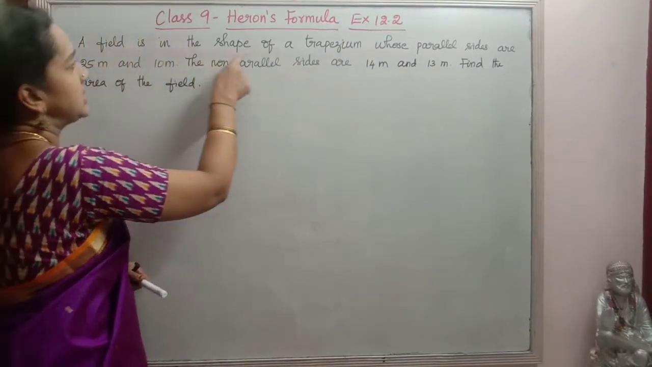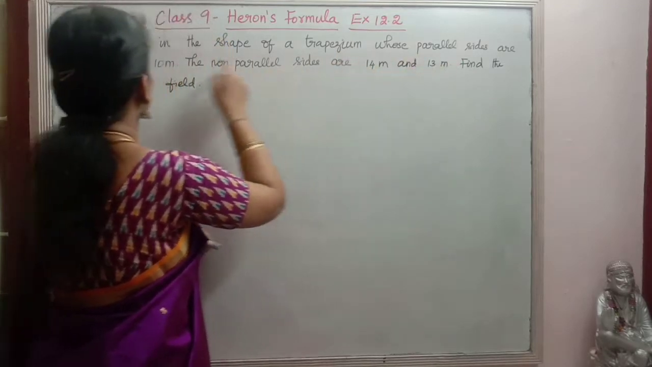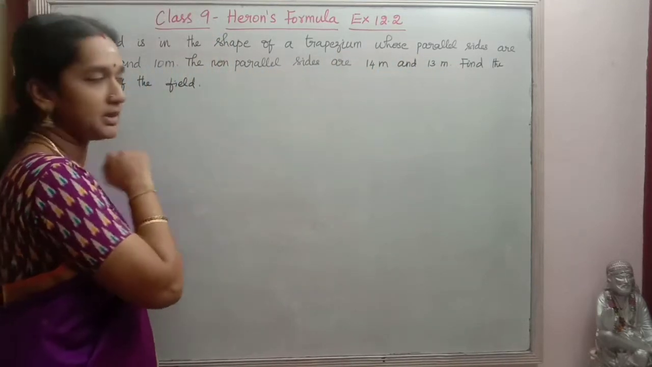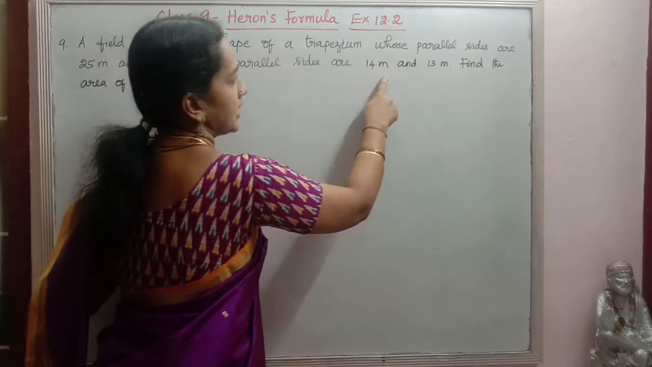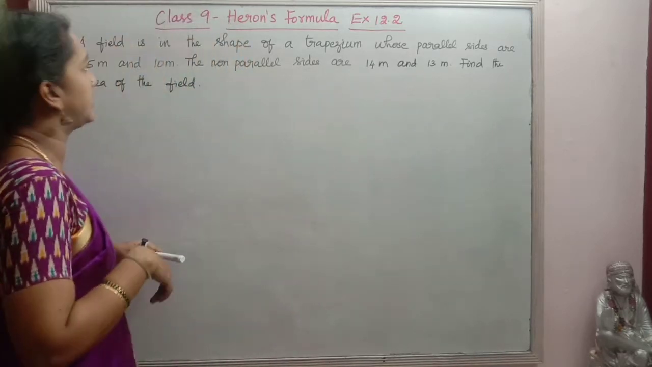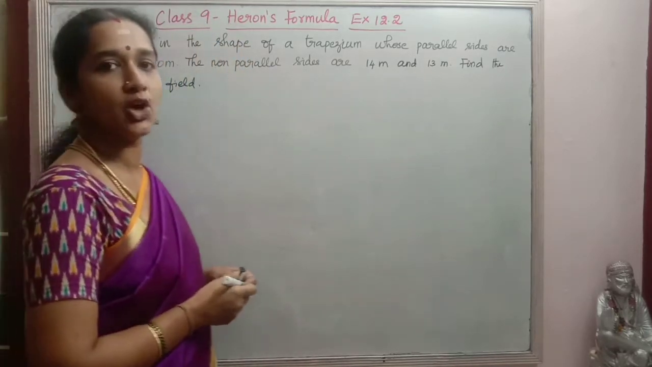9th sum: A field is in the shape of a trapezium whose parallel sides are 25 meter and 10 meter. The non-parallel sides are 14 meter and 13 meter. Find the area of the field.